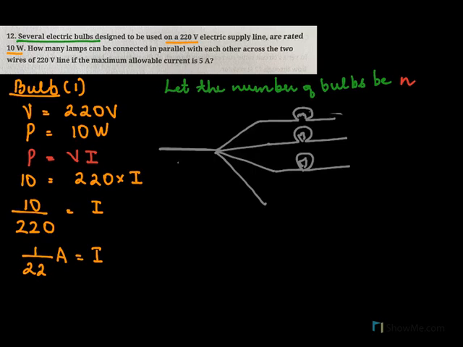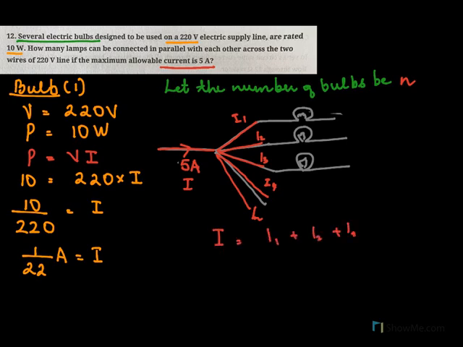The second part of the sum says that if a maximum current of 5 amperes, so here we have a current of 5 amperes that comes in, we'll call it as I, and this 5 amperes now breaks up into n bulbs. We do not know how many bulbs. So we have I1, I2, I3, I4, and we do not know how many, IN. So the equation for this will be I equal to I1 plus I2 plus I3 up to In, because we do not know how many bulbs. But the total current we know is 5 amperes.